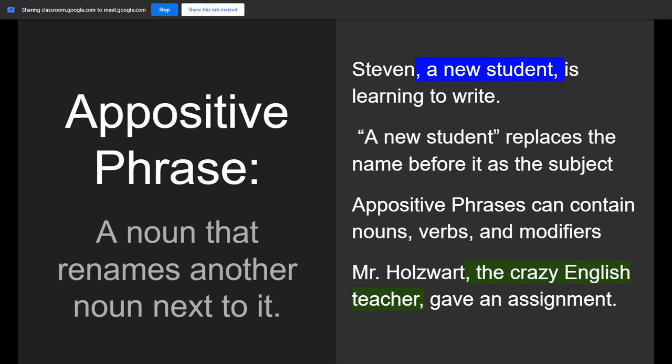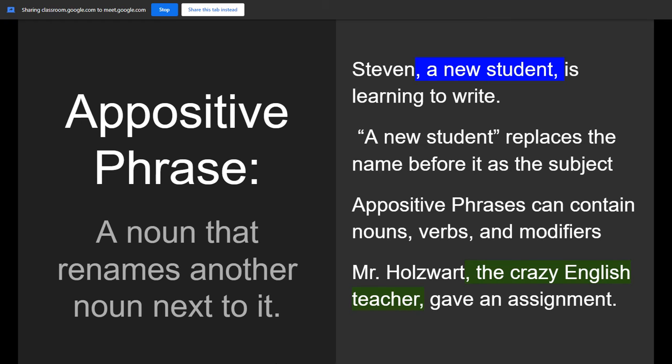For example, we have Stephen is learning to write. If we want to give more information for Stephen, we could put a couple of commas next to it and say, Stephen, a new student, is learning to write. So we could add in a whole new subject right next to it, and it's a really good way of providing some description to what we're talking about. So here the new student replaces the subject before it.